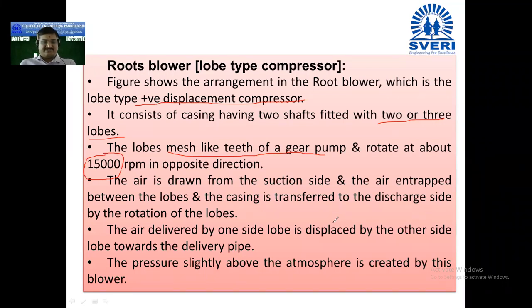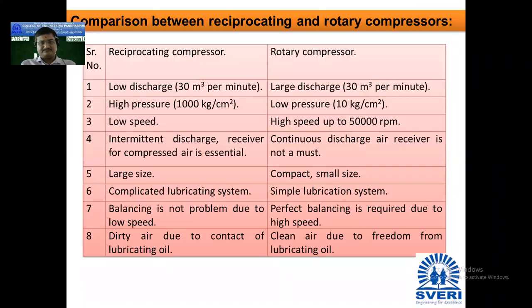You can write down a note in your notebook. Note. The lobe type of blower is also known by the name of root type of compressor or blower.